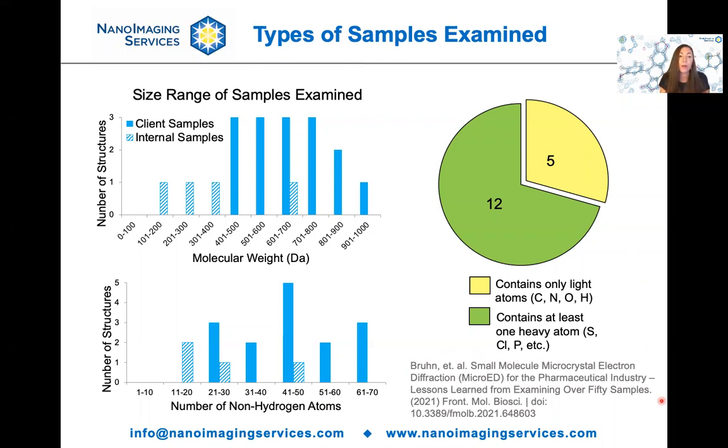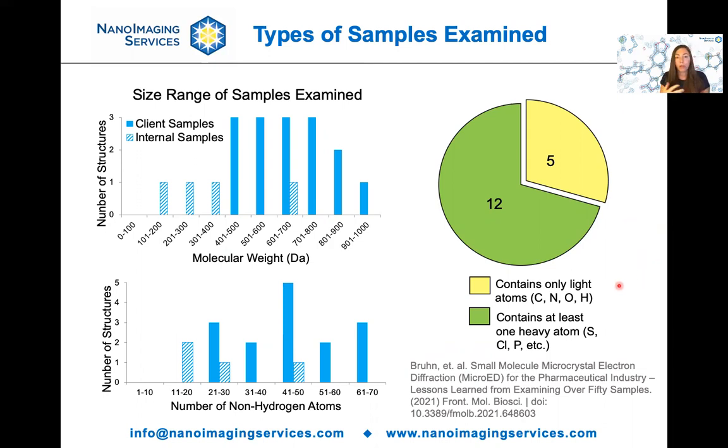For the client submitted samples, we're looking at samples in the size range of about 400 Daltons up to 1,000 Daltons, which is really encouraging to see, that we are solving structures of these rather large compounds, which are getting away from Lipinski's rule of 5, which is great to see.